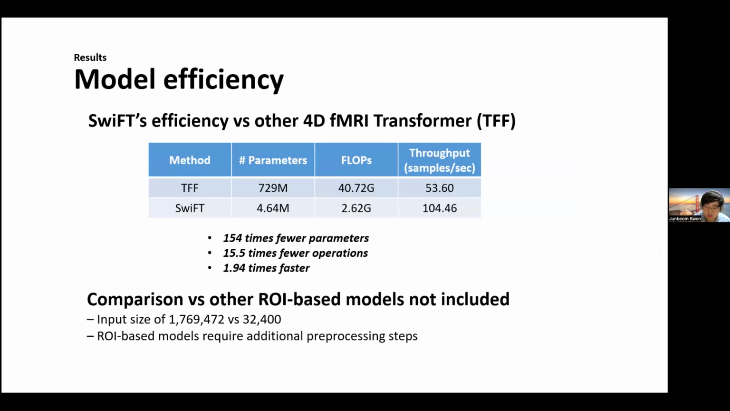Swift is more efficient than the existing 4D fMRI transformer as well. While existing 4D fMRI transformer shows comparable performances as Swift in some cases, Swift is much more efficient. Swift requires 154 times fewer parameters and 15 times fewer operations, making it about 2 times faster. We did not include other RI-based models for fair comparison, considering the long pre-processing steps for those models.